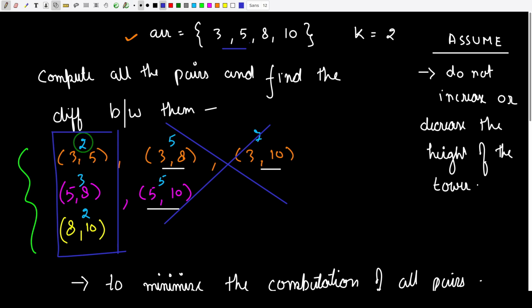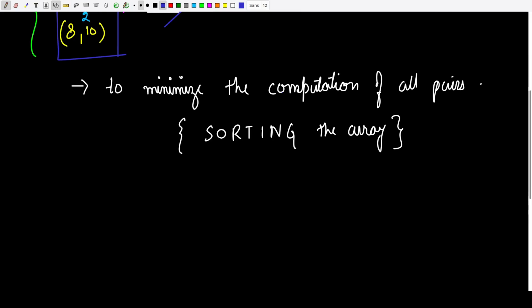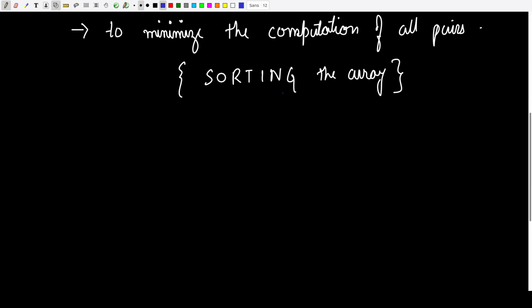Since the array is sorted, the difference between the first pair will always be lesser than the difference between the subsequent pairs. Using that property, we are going to just compute the difference between the adjacent pairs rather than computing the difference between all the pairs. So that is the first level of optimization, which we can obtain by sorting the array.